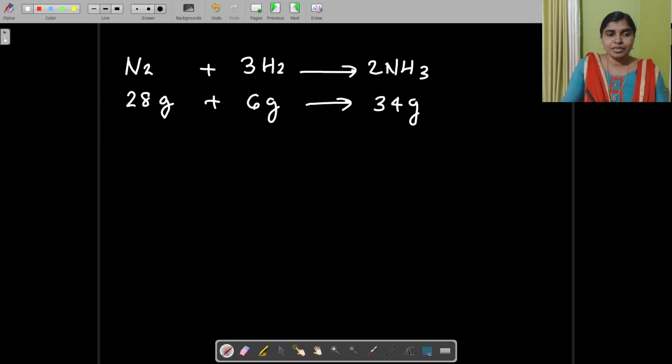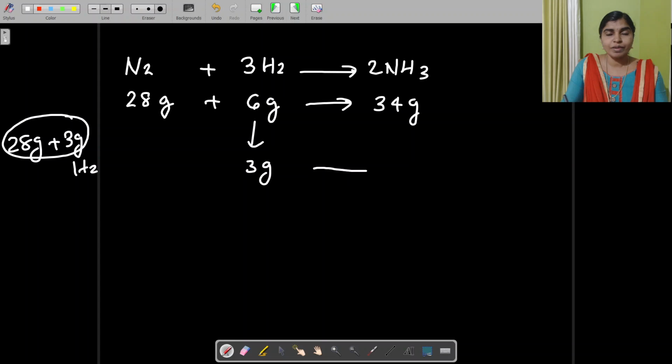Then if there is a reaction mixture which consists of 28 grams of nitrogen and 3 grams of hydrogen, the mass of hydrogen is only 3 grams. So here we have only 3 grams. So what will happen?